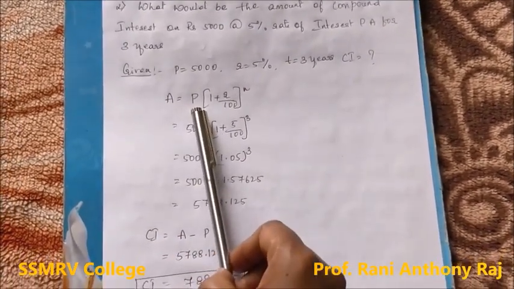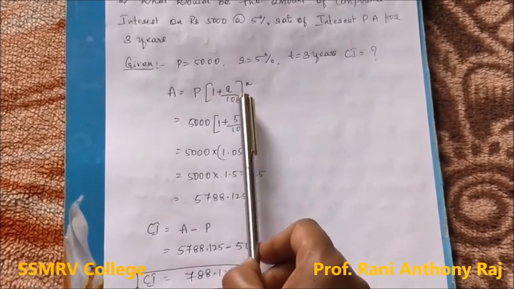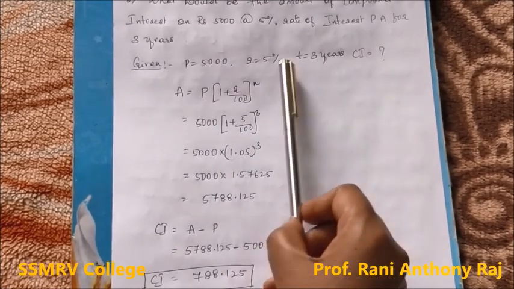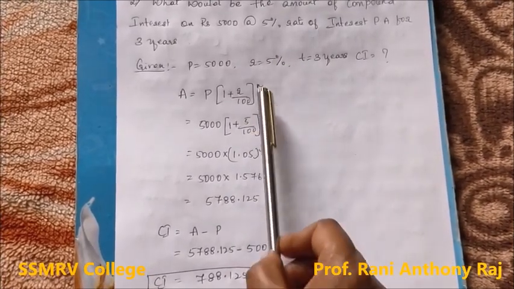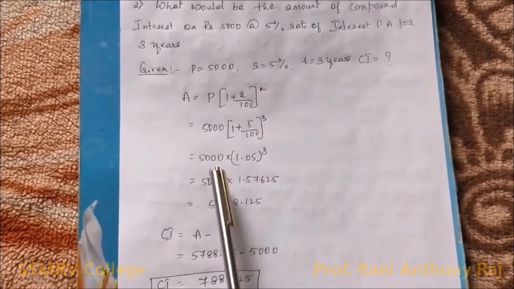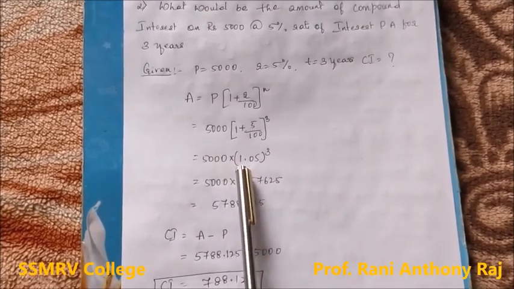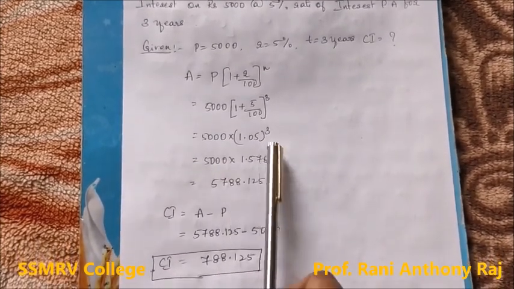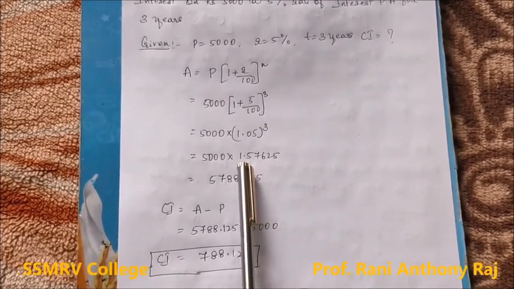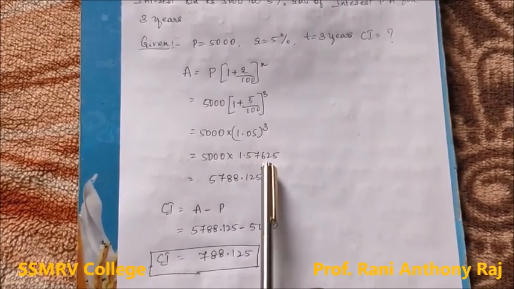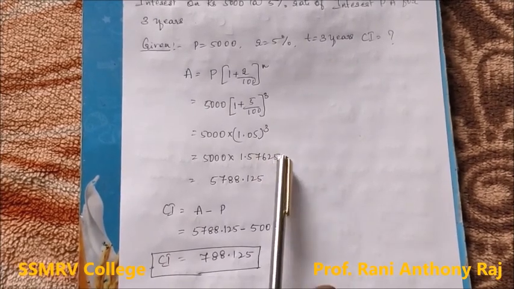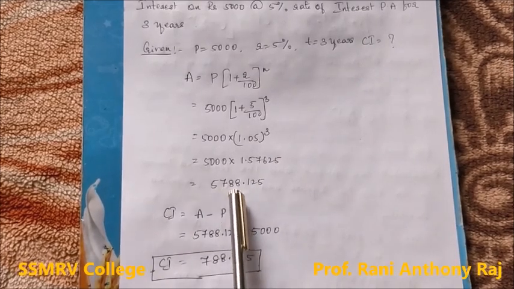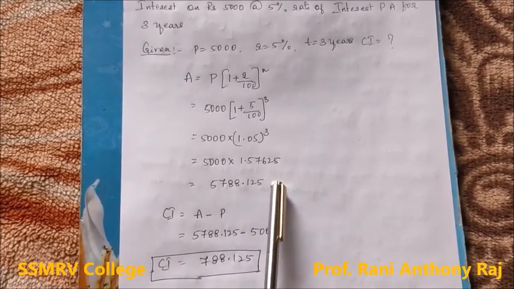Amount is equal to principal (1 + r/100)^n. Principal amount is 5,000. 1 plus r, where rate of interest is 5%, 5 divided by 100. N is the tenure, that is 3 years. So you will be getting the value as 5,000 into 1.05 to the power 3. When you simplify this, you will be getting the value as 1.57625. After getting the value, multiply with 5,000, you will be getting the value as 5,788.125. This is the amount value.